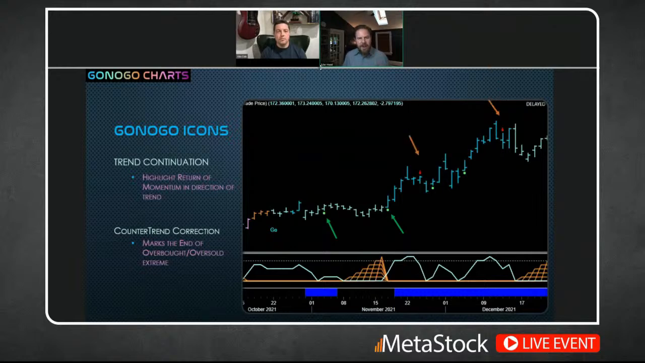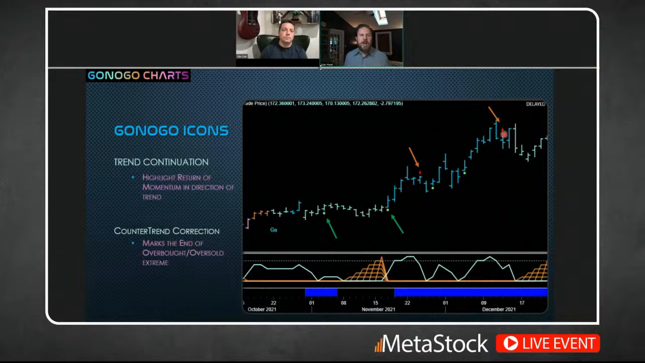The other set of icons, the counter trend correction arrows, are using the oscillator in its traditional sense of saying it was at an extreme of overbought and it's left that extreme, it's coming back down. So let's say you need to take some profits off the table. Your kid's getting married or going to the college, you need to take some money out of your stock portfolio and put it to other uses. Or you found another opportunity, right? So that's a controlled exit.